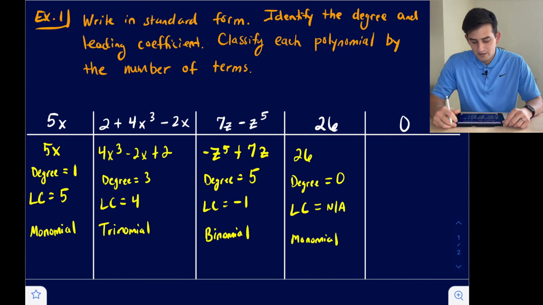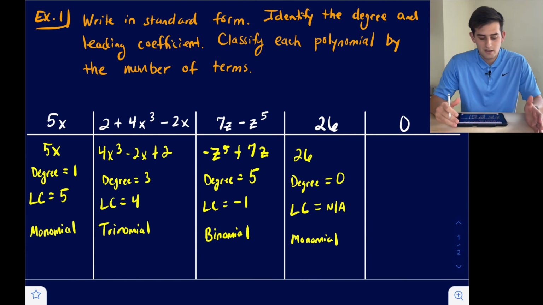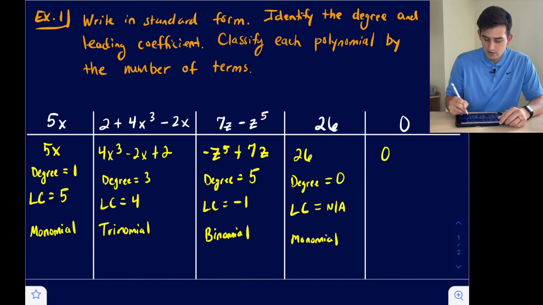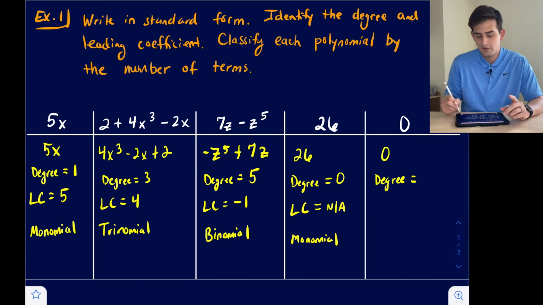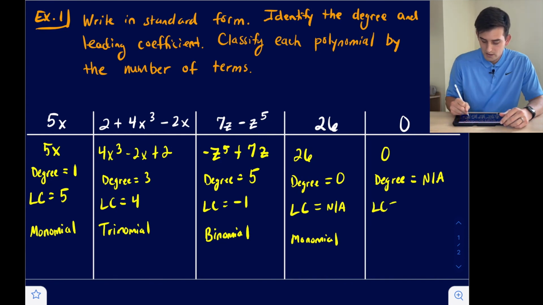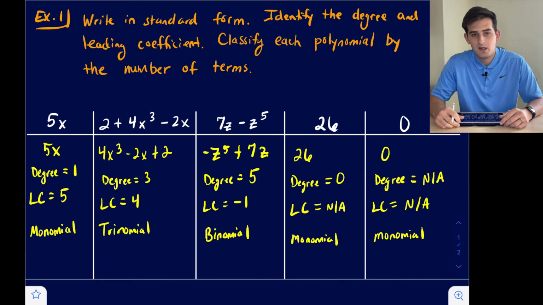Okay, so now the last one is 0. You might be asking yourselves, why would we have two constants in a row? Why would we do 26? Why would we do 0? Well, that's because there's a little bit of a difference here. It's still 0 in standard form, but now our degree is a little bit different. Since the number itself is 0, there is no degree. There is not a degree when the constant is 0. Once again, for leading coefficient, there's no variable, so there is no coefficient, and this would be a monomial. Okay, so that is how you classify polynomials.